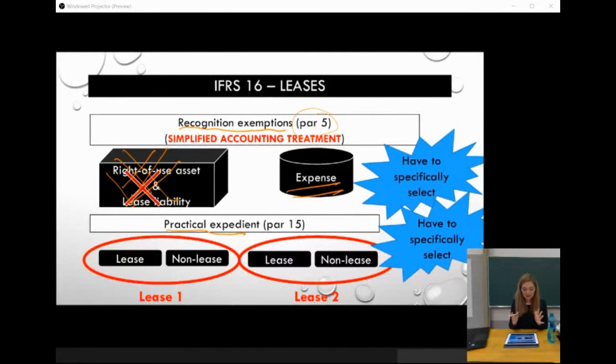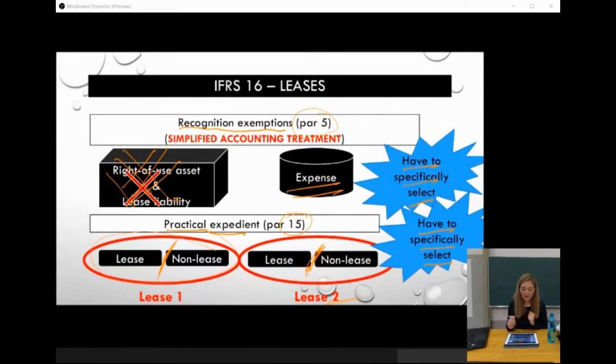Then the practical expedient just says that instead of separating the lease and the non-lease component, we're just going to treat it all as one lease. So take note of the difference between these two. The practical expedient we find in paragraph 15, and the recognition exemption or simplified accounting treatment we find in paragraph 5. And in a question, I have to tell you that it was specifically selected by the lessee. Otherwise, you can't just assume that we are going to use the simplified accounting treatment or the practical expedient.